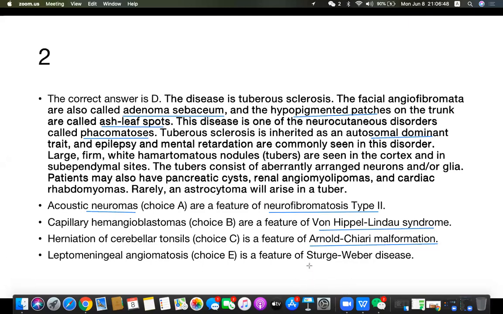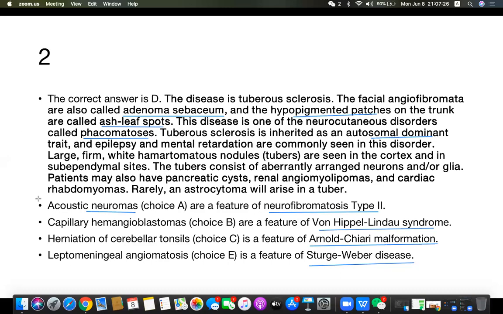And the last one is Sturge-Weber syndrome or disease. It has a very typical finding on the face. Can anybody tell me what finding you get on the face in case of Sturge-Weber syndrome? Maybe you have studied this somewhere. Port-wine stain. Very nice. This is called port-wine stain. Absolutely. This port-wine stain is so typical. It looks a bit pinkish to reddish stain on the face. And the same child, this is usually diagnosed in childhood, can have epilepsy as well.